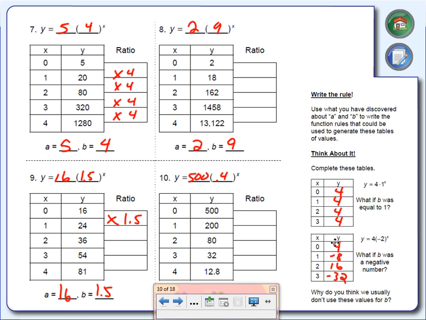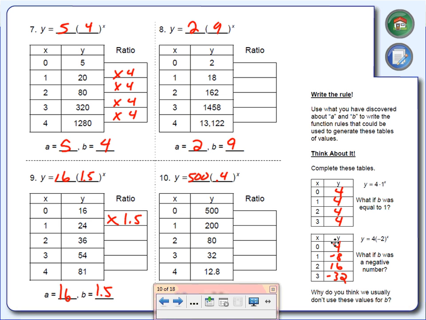The next thing, if you look at that first one that we did, what do you notice about the y values there? They're all the same, which means instead of having an exponential, we're ending up with a linear function. We're going to get a straight horizontal line. And so it's no longer exponential, let's say linear. So down at the bottom it says, why do you think we usually don't use these values for b? And here's what I want you to write down, that it's not useful in our problem situation. Not useful in our problem situation.